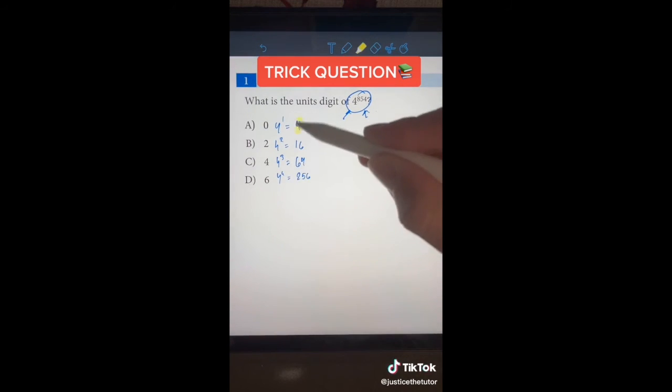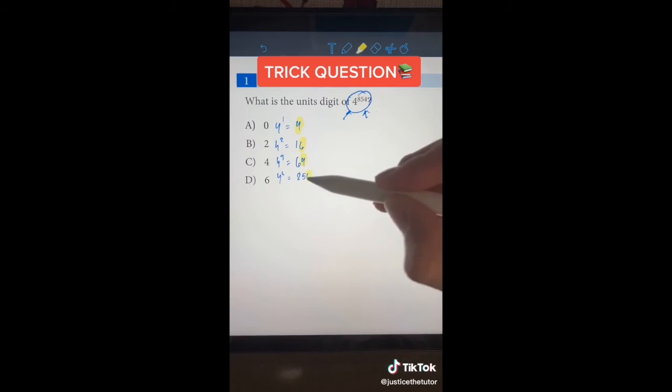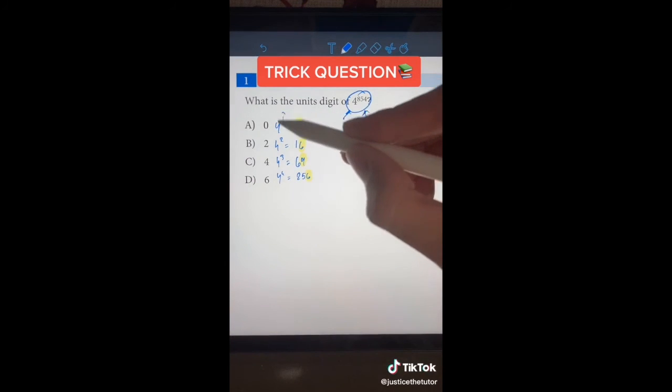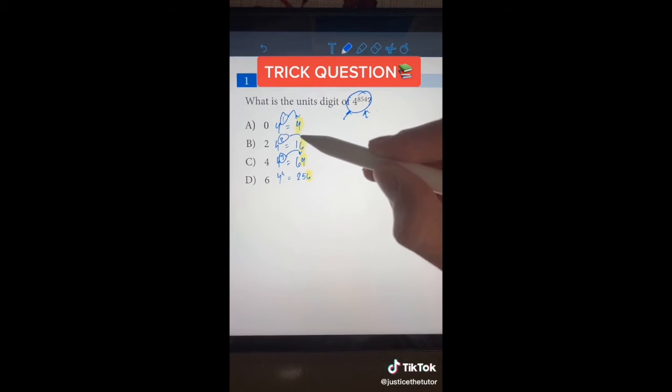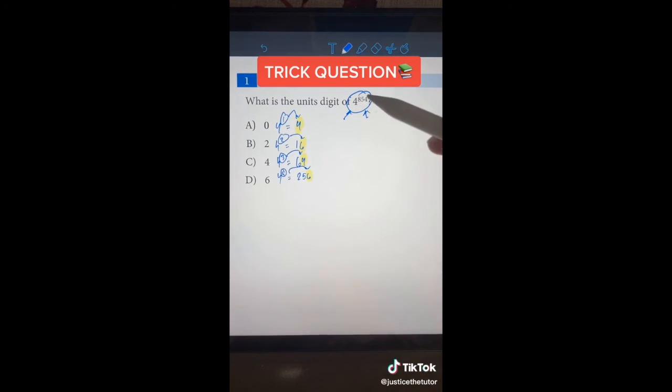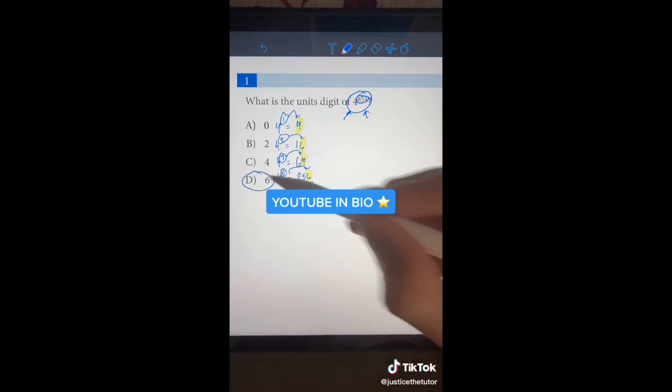So as you can see, in the ones digit, it goes from 4 to 6 to 4 to 6, and it repeats like that forever. And every time we have an odd power, it goes to a 4, and every time we have an even power, it goes to a 6. So since 854 is an even number, it's going to go to a 6, which means the answer is D.